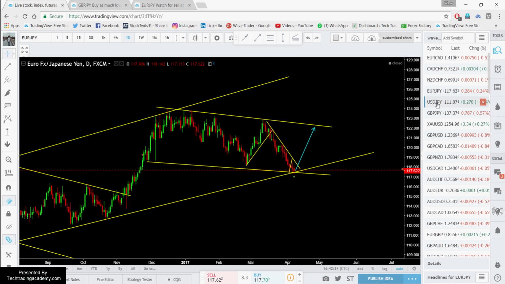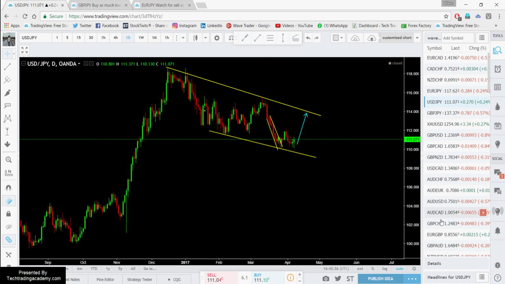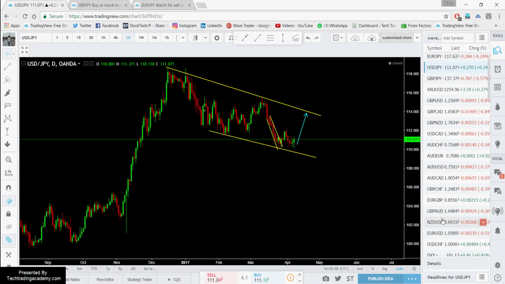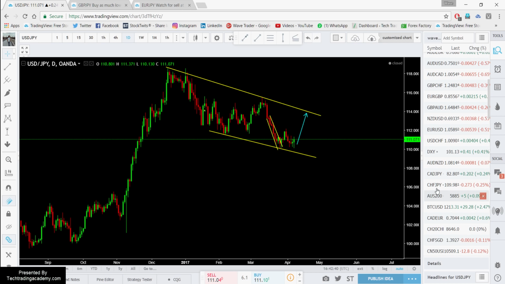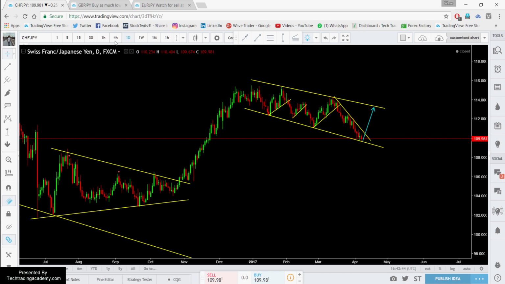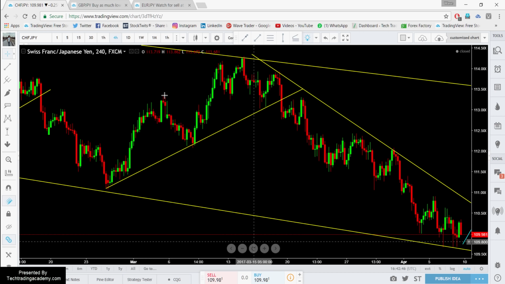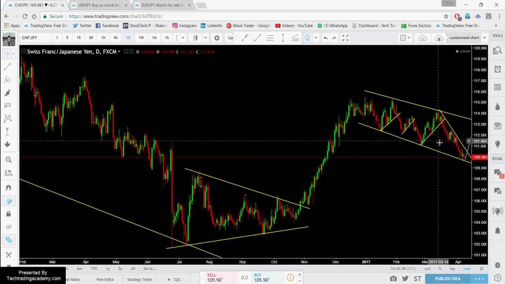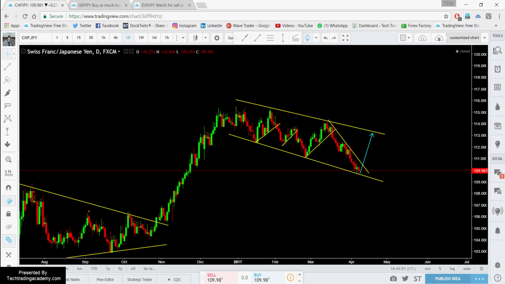Let me look at the other yen pairs. Other yen pair is like chief yen. Yes, so chief yen is quite similar like that. So that is the wave we are looking for next week. The pattern is quite similar, you all can see that. That wave is corrective, and that is the wave we are looking for.